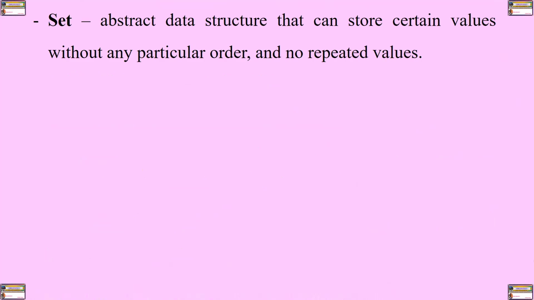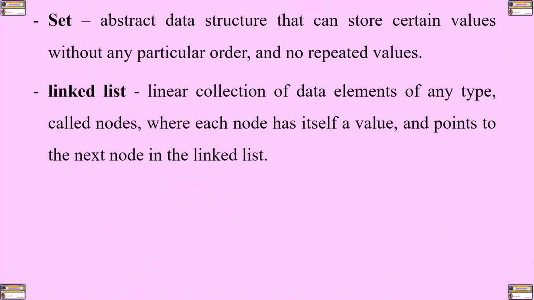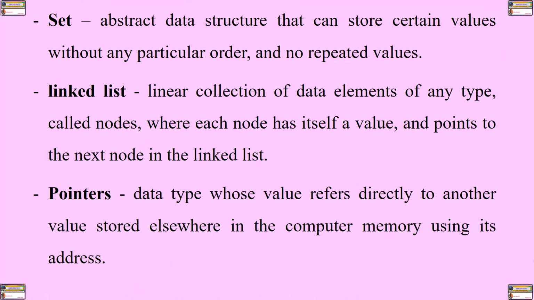The other type is set. A set is an abstract data structure that can store certain values without any particular order and no repeated values. We also have what we call the linked list. This is a linear collection of data elements of any type, called nodes, where each node has itself a value and points to the next node in the linked list.